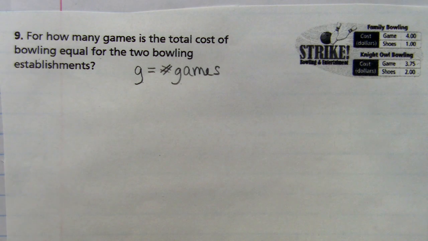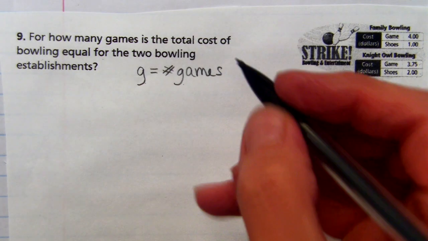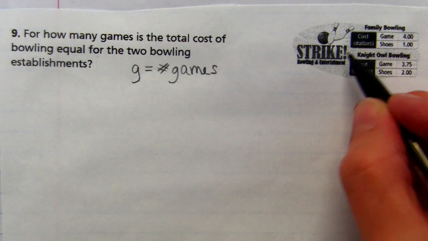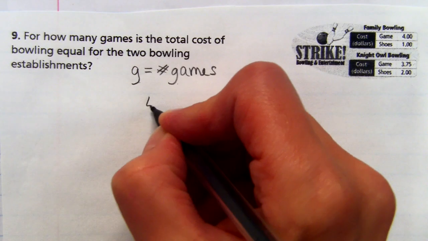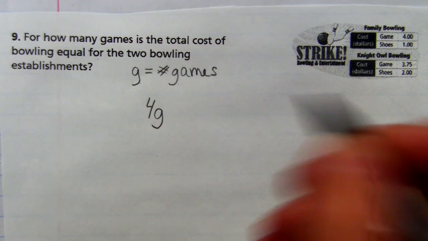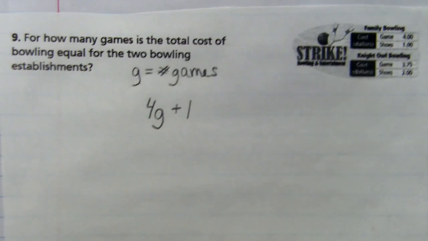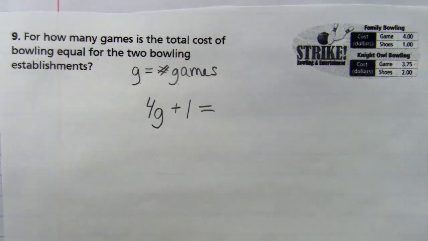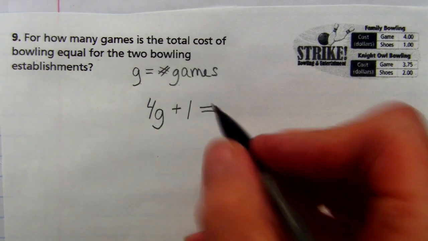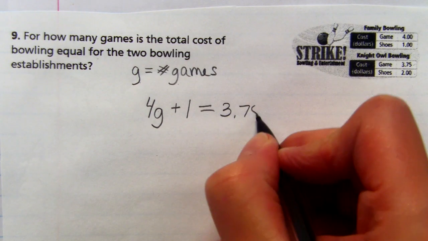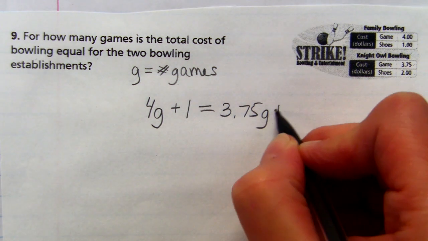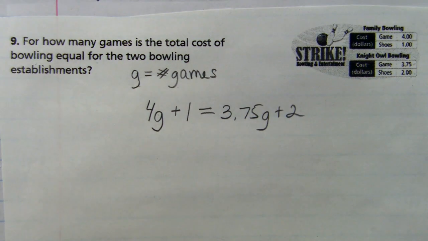Family bowling. So we're going to start with family bowling. So it's $4 per game. So I would have to multiply it by the number of games. And then $1 for shoes. Maybe you pay $1 and the whole family gets shoes. I don't know. That would be a really good deal. And then night bowling, it's $3.75 per game, and then $2 for shoes. Bowling used to be a really cheap entertainment.